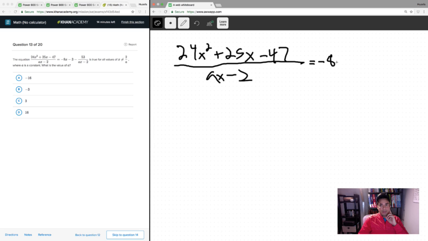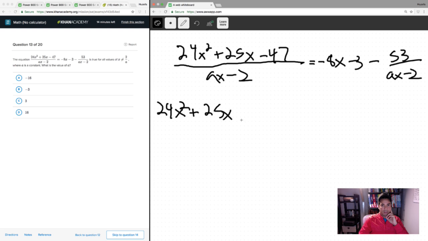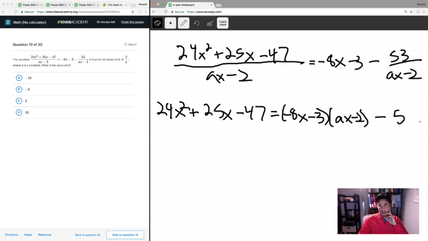Equals negative 8x minus 3 minus 53 over ax minus 2. So what I'm going to do is multiply everything by ax minus 2. That's going to get rid of this denominator: 24x squared plus 25x minus 47 equals (negative 8x minus 3) times (ax minus 2), right? We're multiplying this binomial and this binomial. Minus, and then this crosses off this guy too, minus 53. Now let's add 53. Let's get rid of it and move it over here.